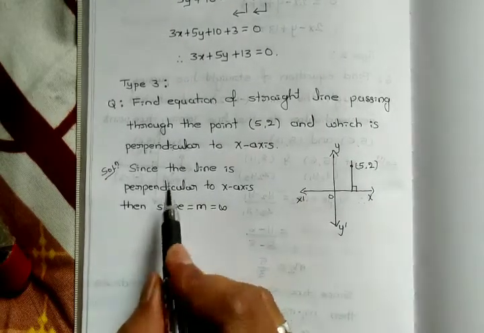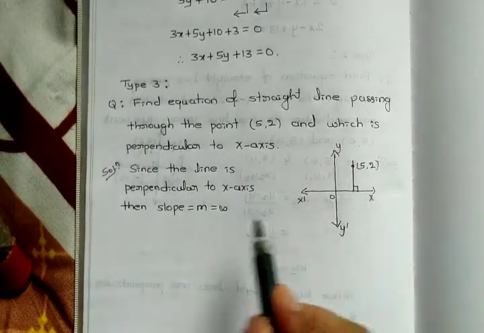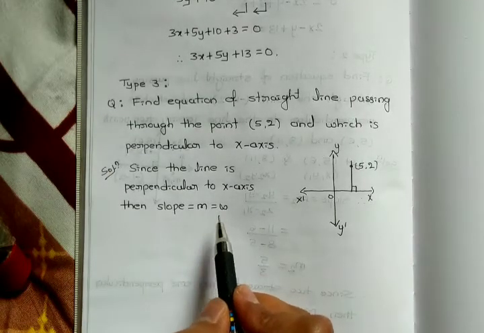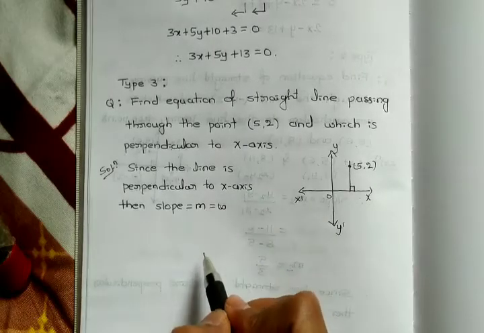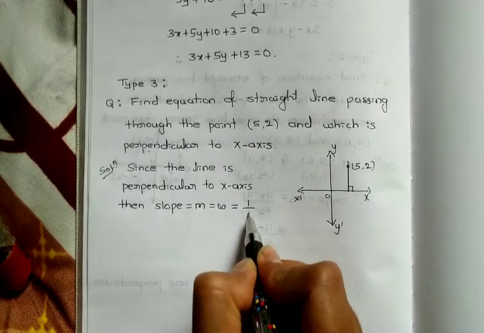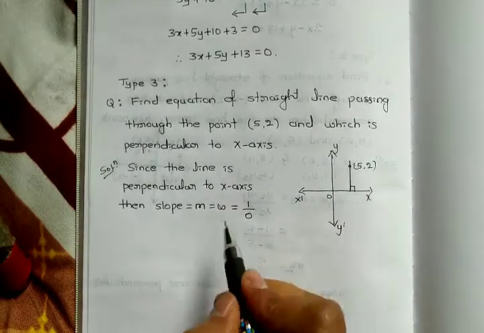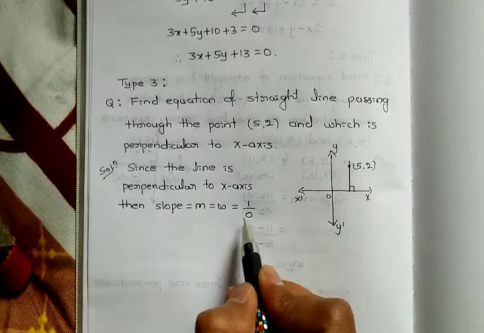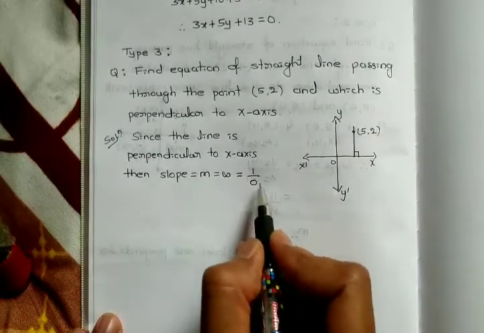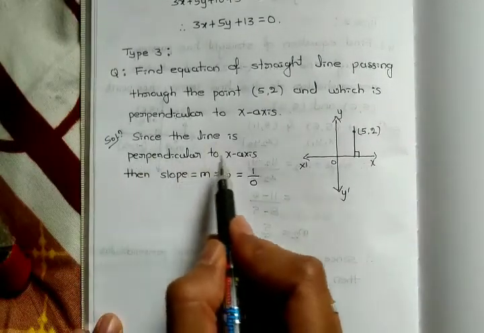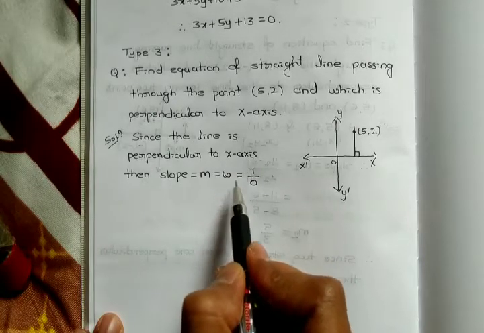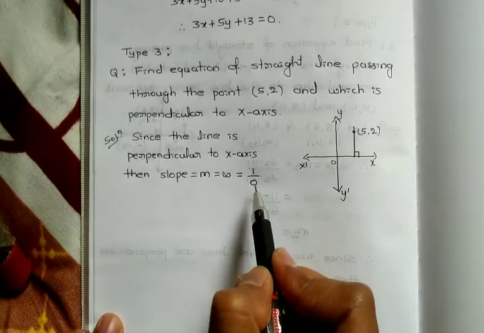Okay, so whenever the line is perpendicular to the x-axis, at that time the slope value goes to how much here? Infinity. But we cannot put infinity here. Therefore, what am I going to do? Infinity, I am going to write as 1 divided by 0. So you know, any value divided by 0 goes to infinity. Therefore remember this condition: the line is perpendicular to the x-axis, at that time the slope value goes to infinity. Infinity can be written as 1 divided by 0.